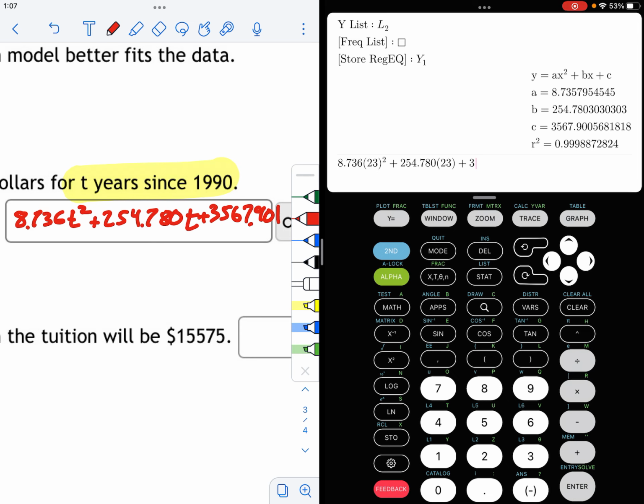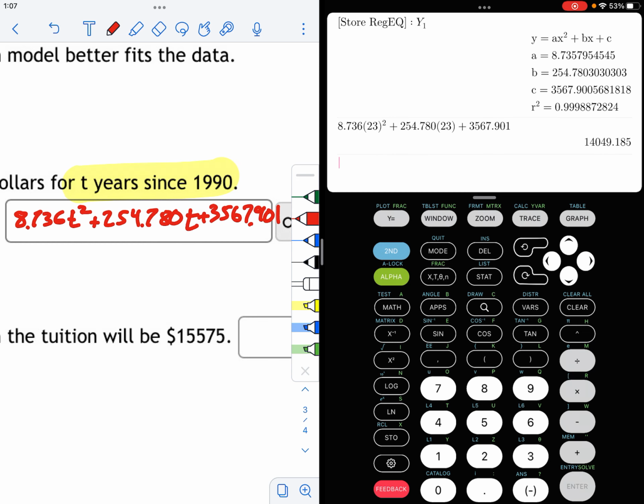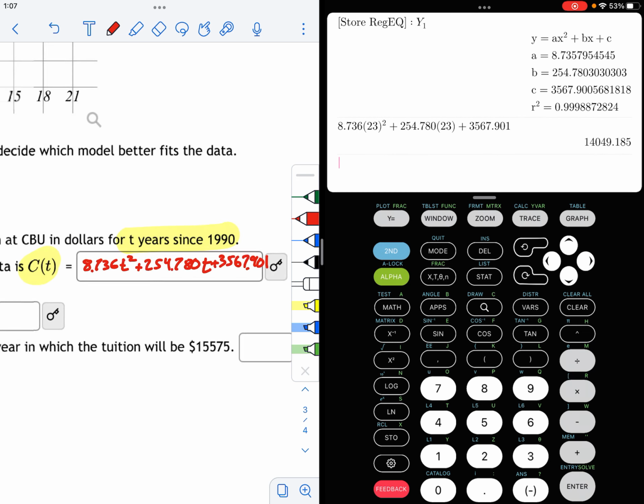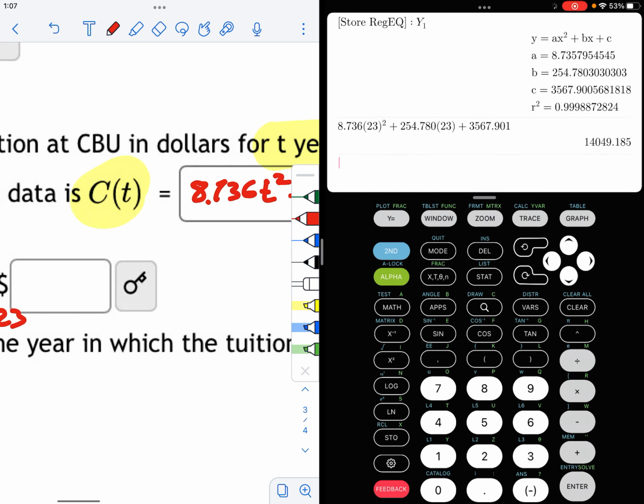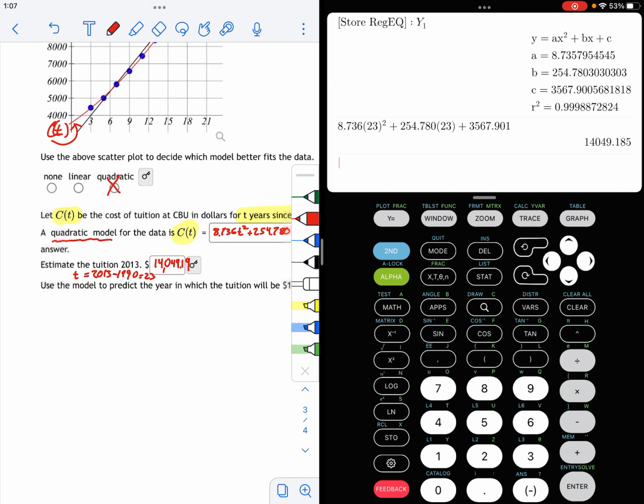Plus 3567.901. So there it is, and that is 14,049.185, which rounds to two decimal places since this is dollars. All right, so there's our expected tuition.